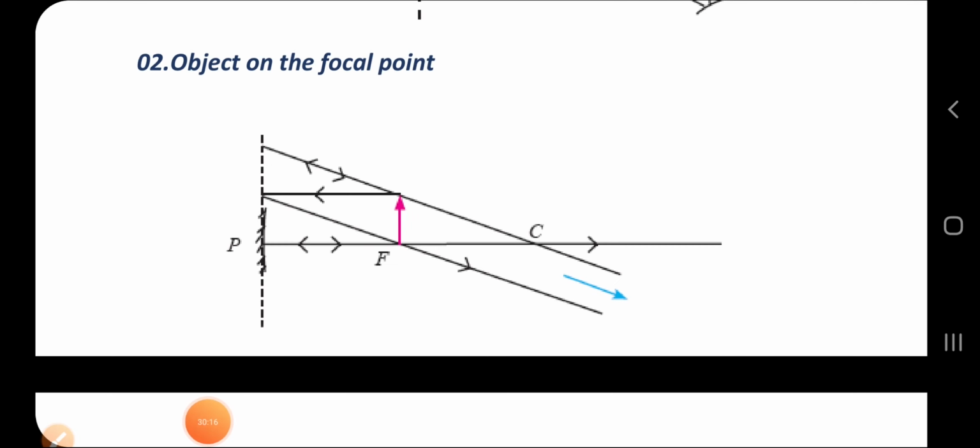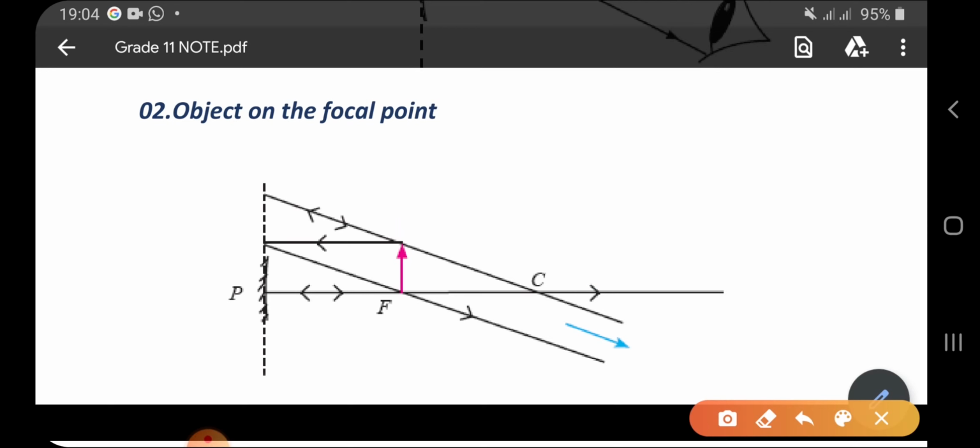As you can see here, we take the arrow as the object. When a light ray comes parallel to the principal axis, it will be reflected towards the focal point, as well as the light ray which is coming along the center of the curvature will be moved back. As you can see here, these light rays are parallel to each other. These light rays move parallel after being reflected.